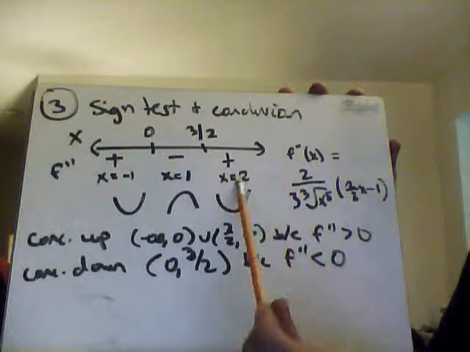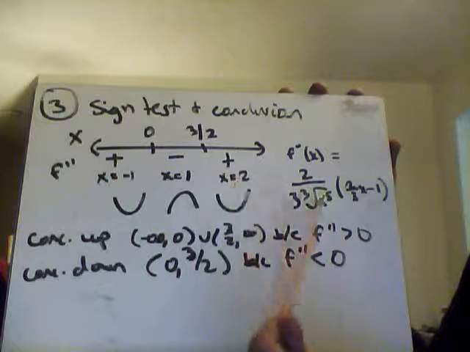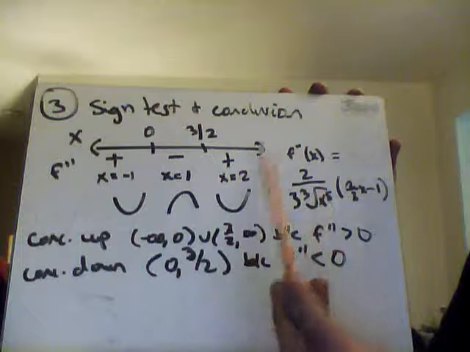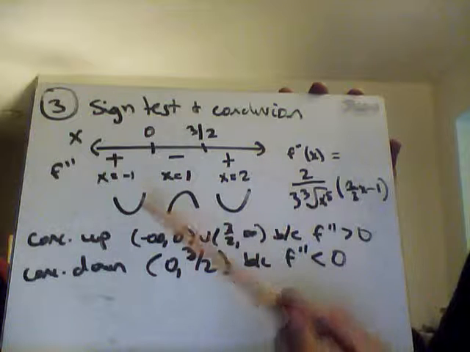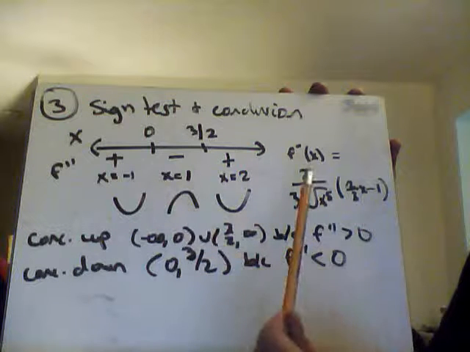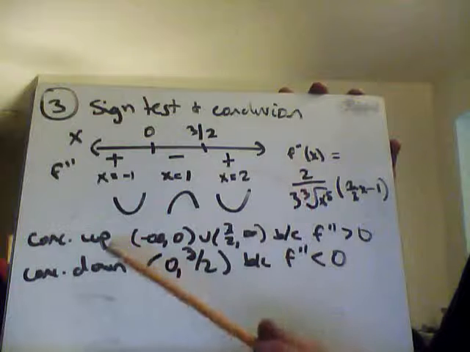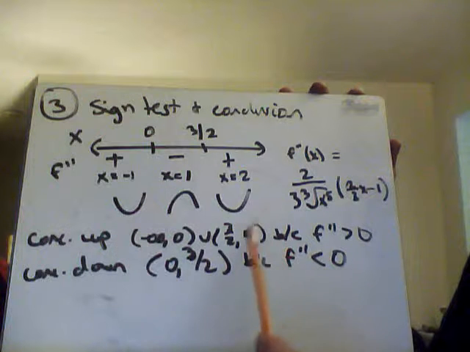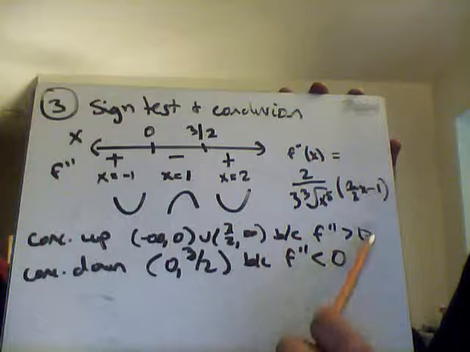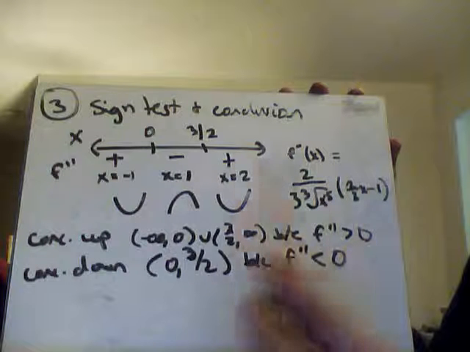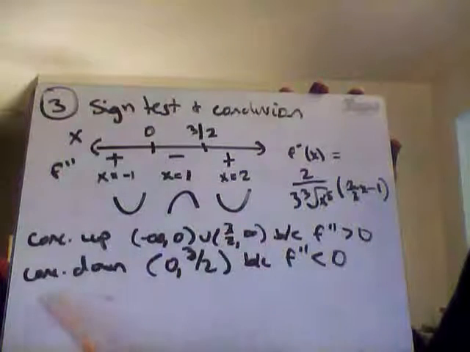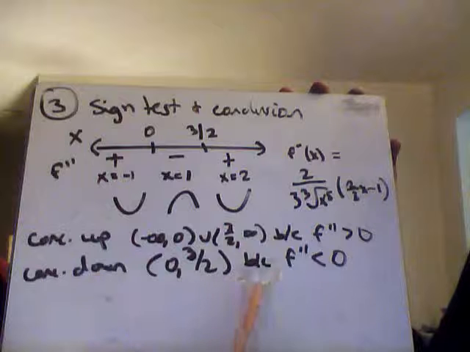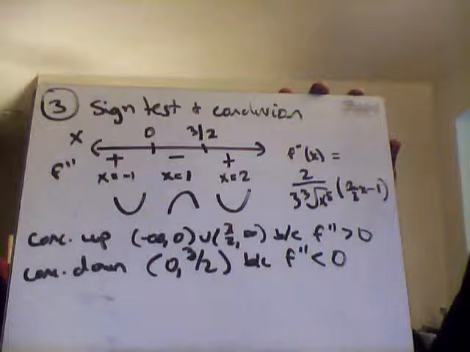A number bigger than 3/2 would be something like x is equal to 2. You're going to get positives all around. So a positive here. Here are the basic concave up, concave down shapes of what we're looking for here. The function altogether is concave up from negative infinity to 0 and from 3/2 to infinity, because f double prime is bigger than 0 on those intervals, as we can see from our sign test, and concave down from 0 to 3/2 because f double prime is less than 0 on that interval.